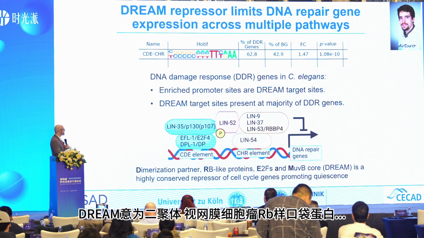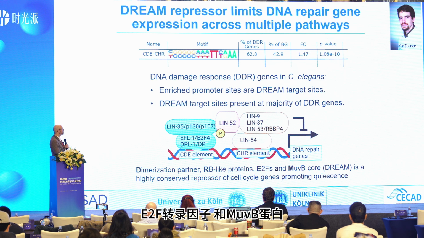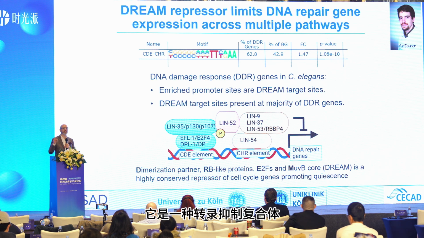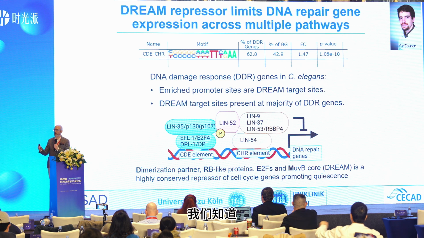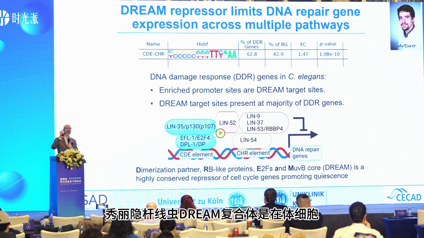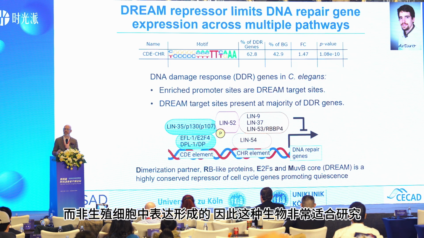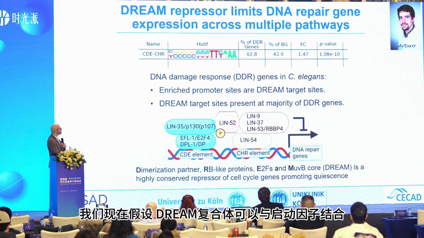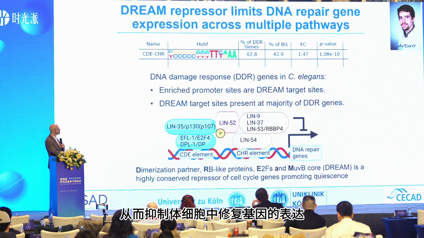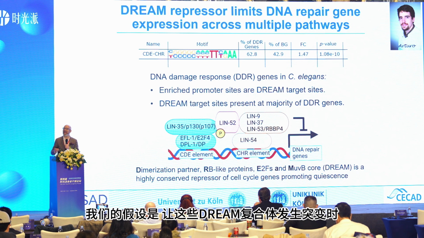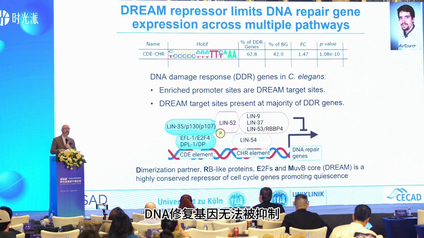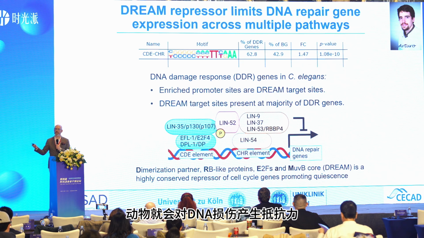DREAM stands for dimerization partner, RB-like proteins, E2Fs and MuvB core, that form a complex that is a transcription repressor. And we knew already that in C. elegans, DREAM is assembled specifically in all the somatic cells, but not in the germ cells. So it was a pretty good candidate for that. And we hypothesized that this DREAM complex could bind to these promoter elements and repress the expression of repair genes in the soma. Our hypothesis was then that when we mutate these DREAM genes, DNA repair genes should be de-repressed and the animals should become resistant to DNA damage.